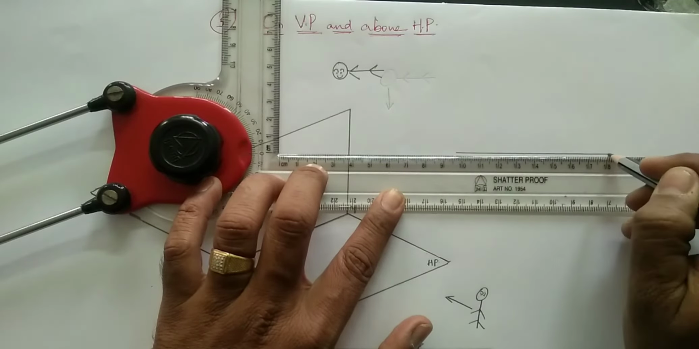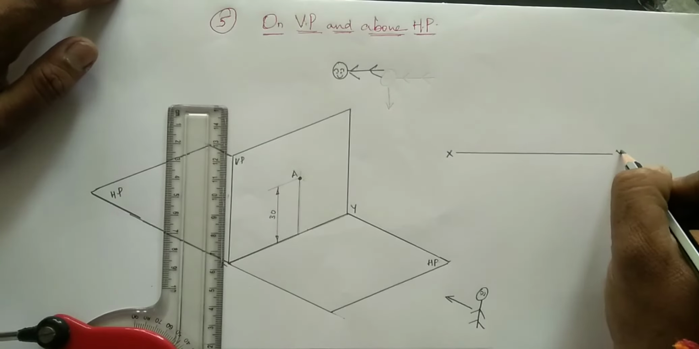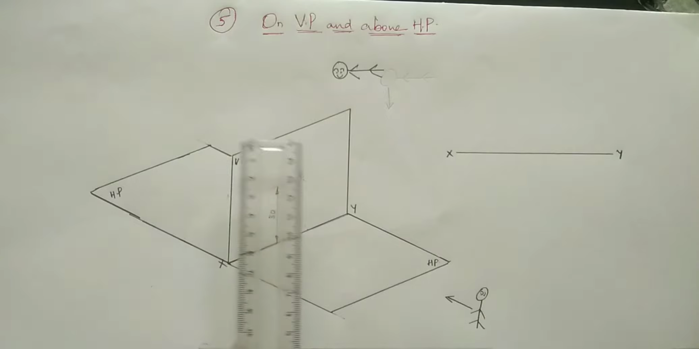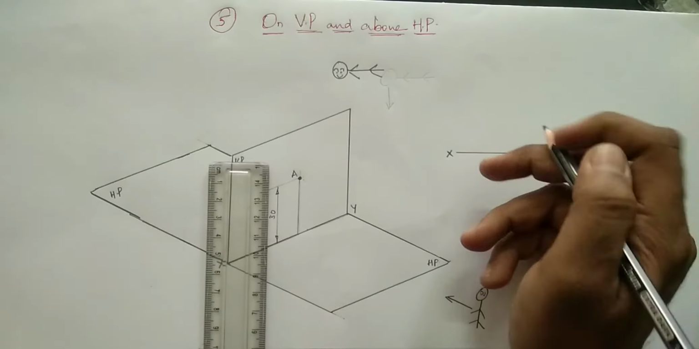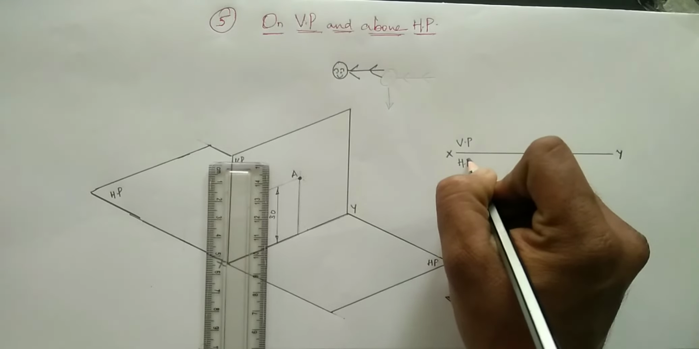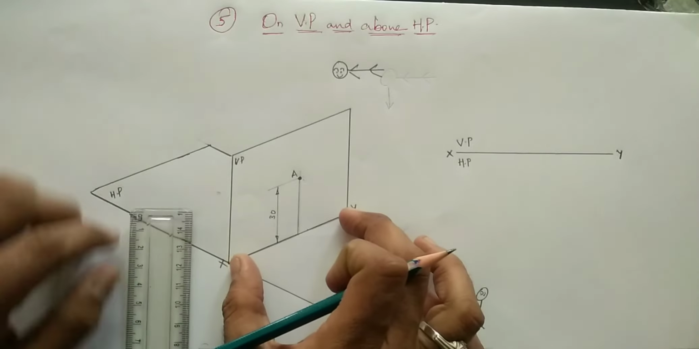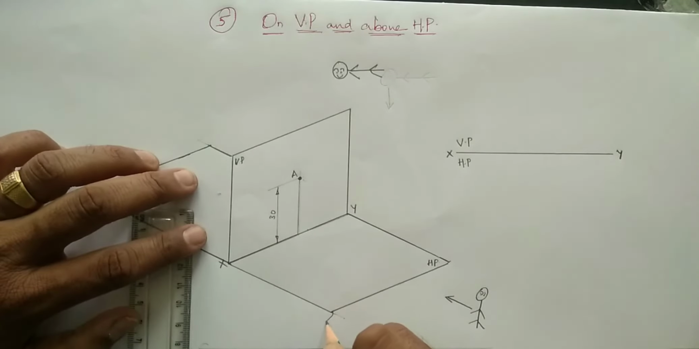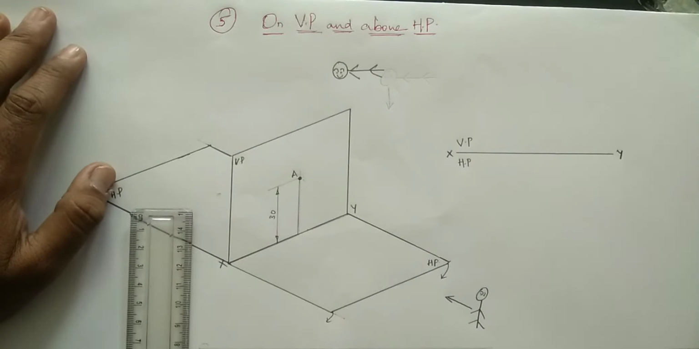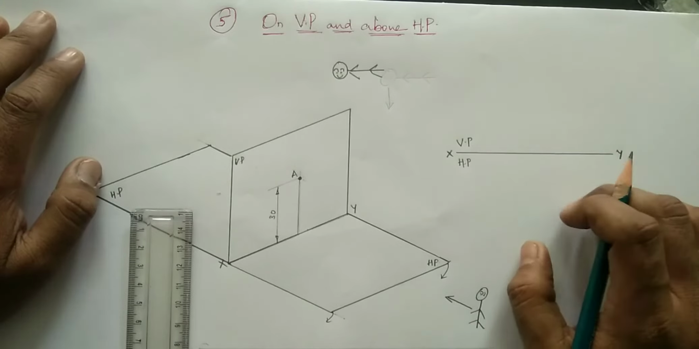Drawing the XY line, with respect to the XY line, above the XY line it will be the vertical plane, and below the XY line it will be the horizontal plane. Now with reference to this XY line, we rotate the horizontal plane at an angle of 90 degrees in clockwise direction. So there we get the existence of the first quadrant here.